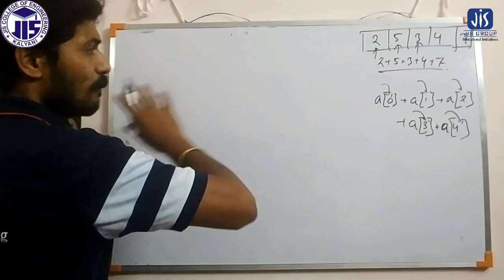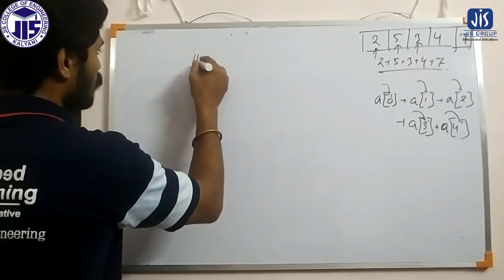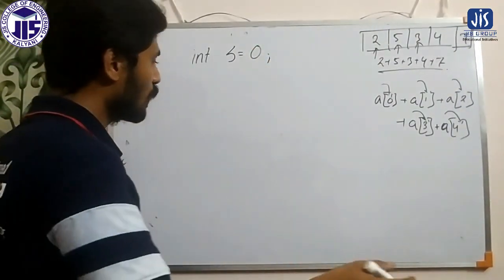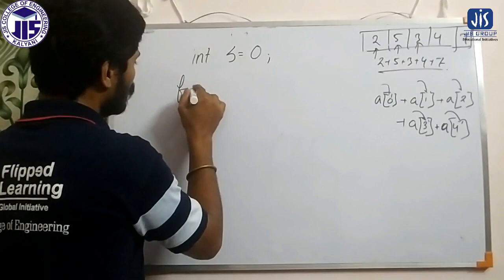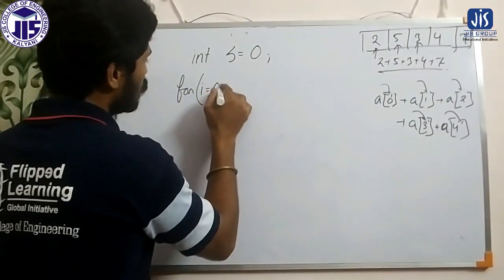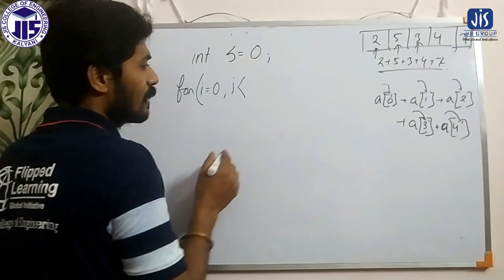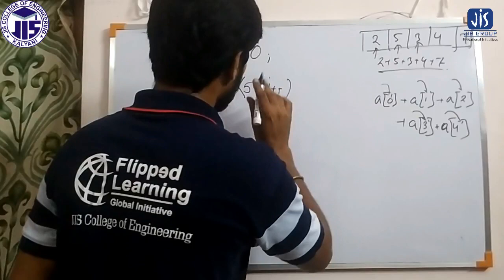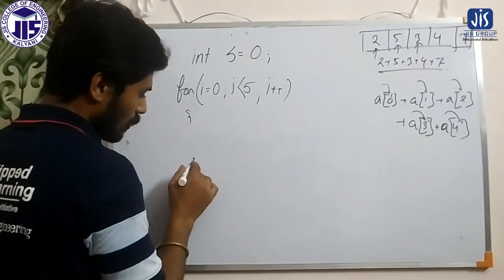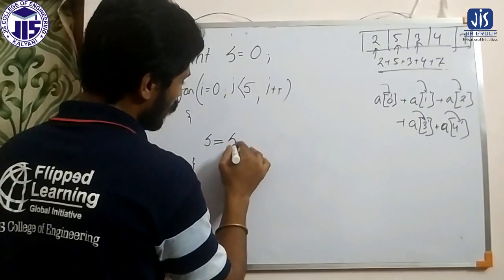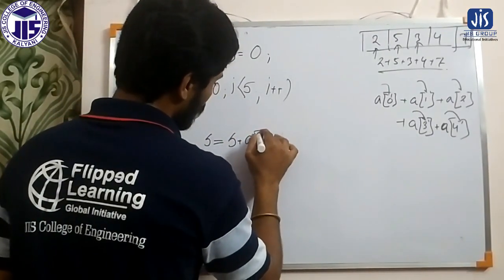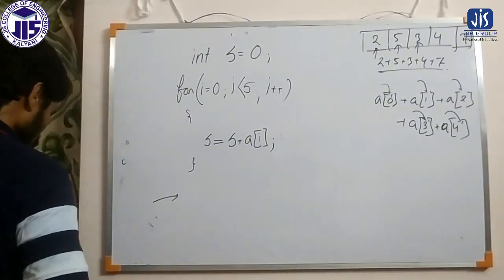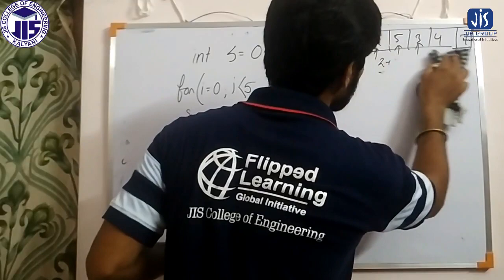I am not going to the input part, directly coming to the addition. I have taken a variable s, which by default is assigned 0 to avoid the problem of garbage value. Now we consider for i equals 0, i less than 5, since we have taken 5 elements for this particular example, s equals s plus a[i]. After that we can print the value of s. Then I will show by executing the program also.